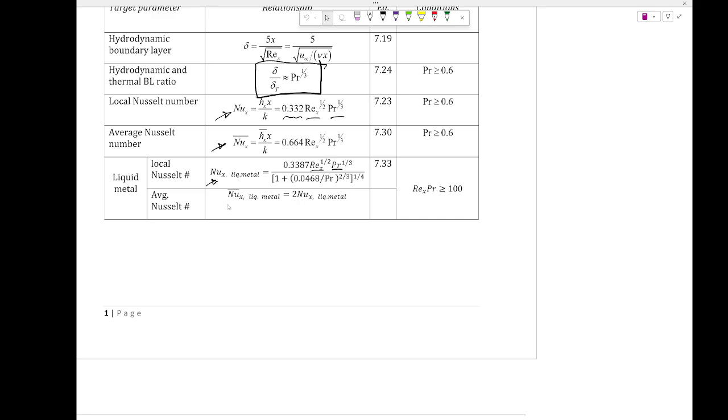In the equation manual, I'm trying to give you an idea of what to expect in the exam. You can expect a question on liquid metal, and you'll want to use this equation. Now there are two equations. Obviously the first one is for local, and the second one is for what?